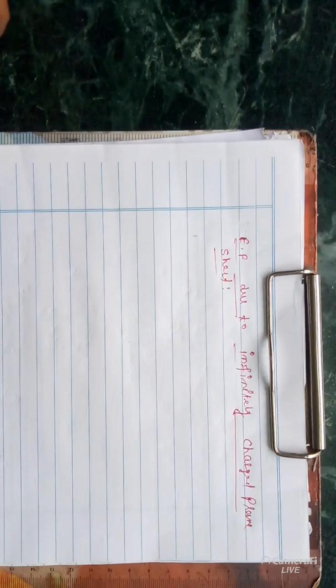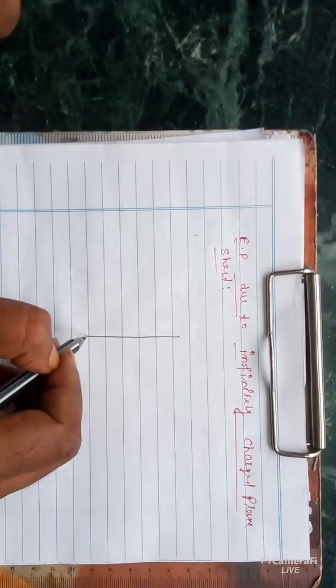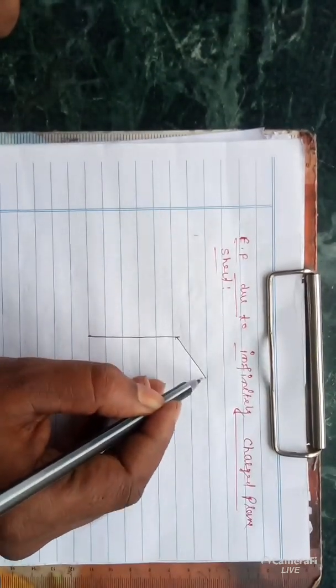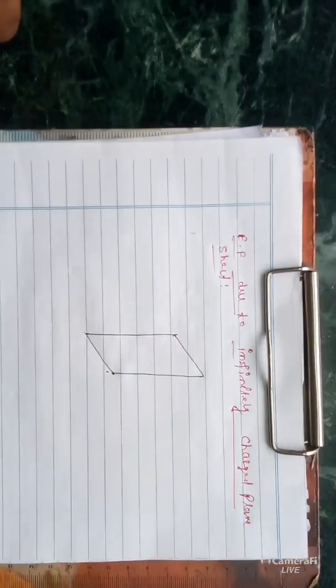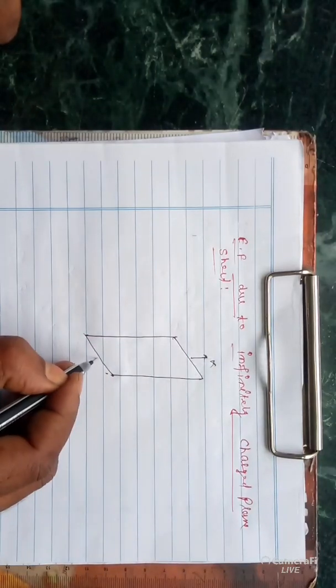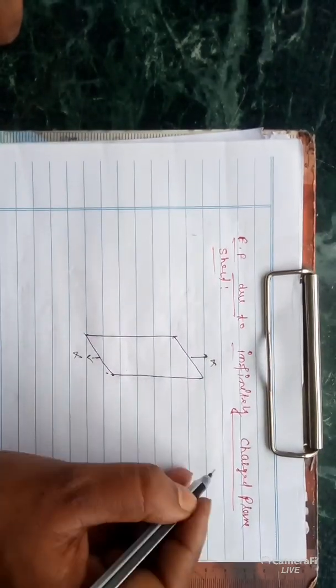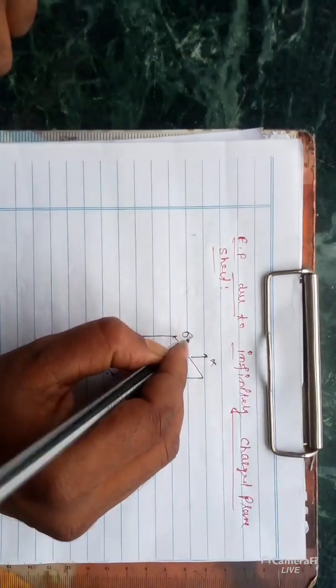Now first of all, what you have to do? You have to draw this diagram. This is an infinite sheet, a 3D diagram. It extends to infinity. This side is infinity, this side also goes to infinity, this side also infinity, this side also. And the surface charge density of this one is sigma.